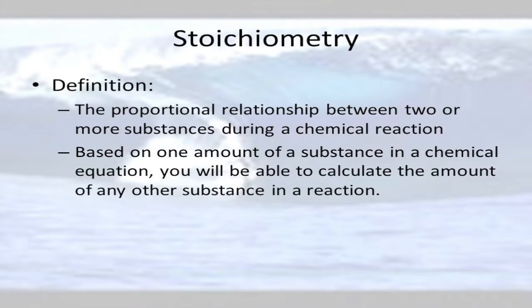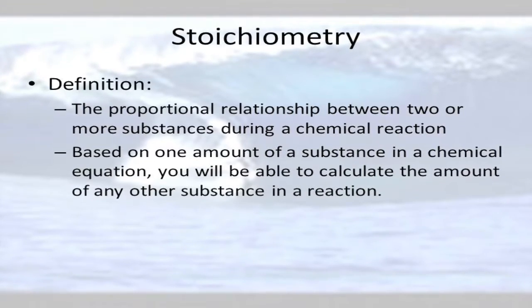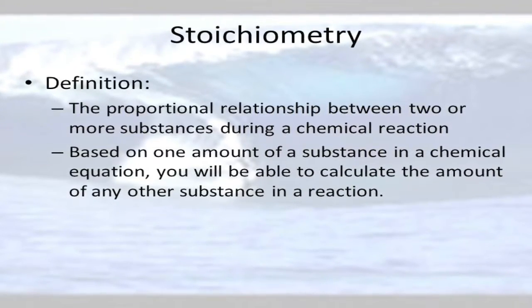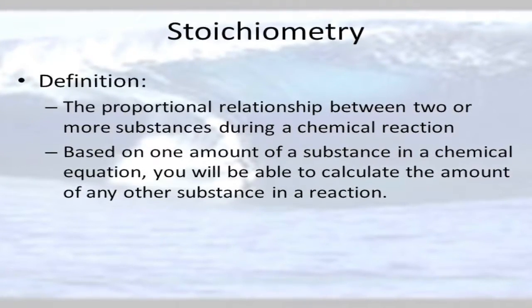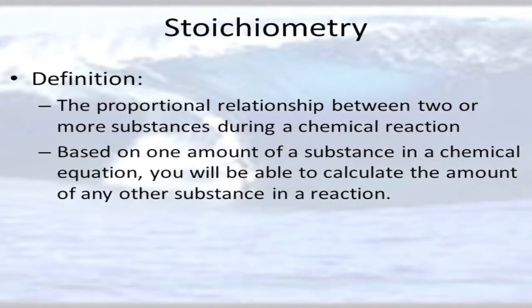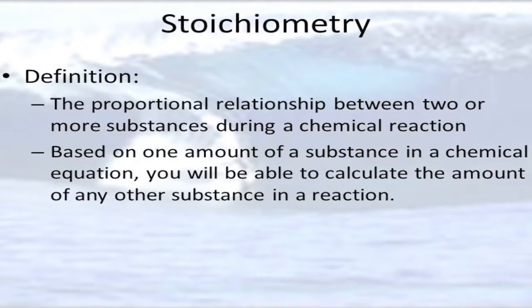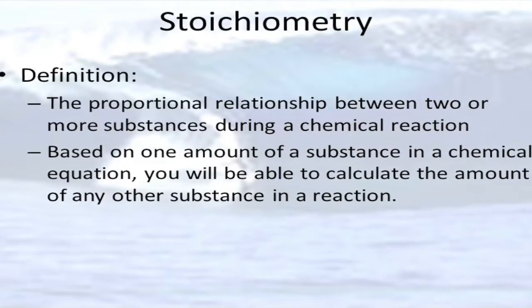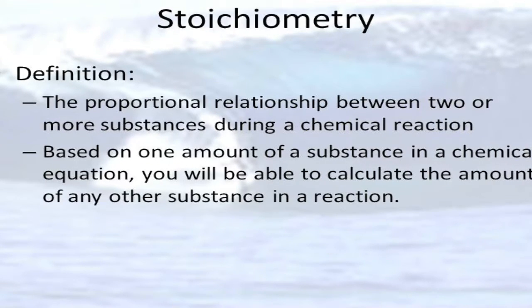First, the definition of stoichiometry is the proportional relationship between two or more substances during a chemical reaction. Based on the amount of one substance in a chemical equation, you will be able to calculate the amount of any other substance in the reaction.